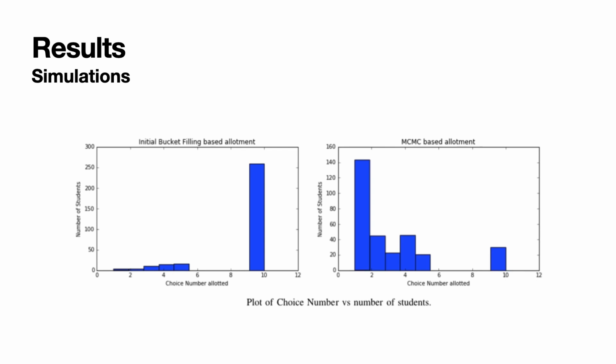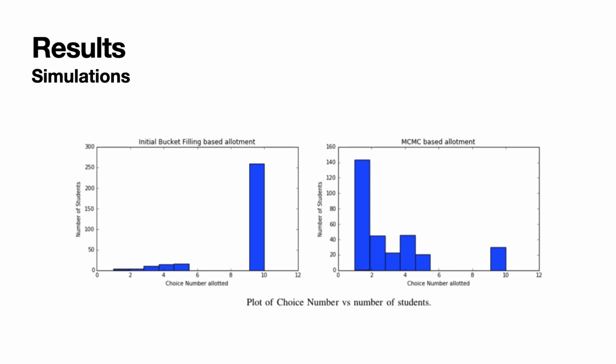However, in the MCMC based allotment, you can see that most of the students got their first preference, and almost all of them ended up getting one of the courses they opted for. Few of them did not get the courses which they opted for. That happens because of the design constraints which are there.